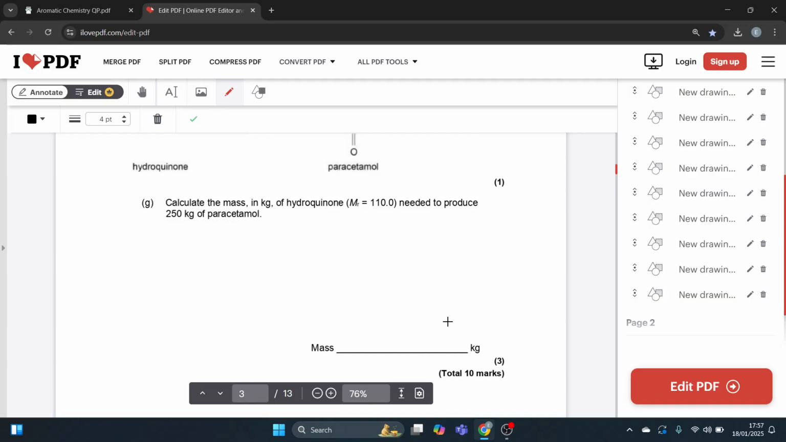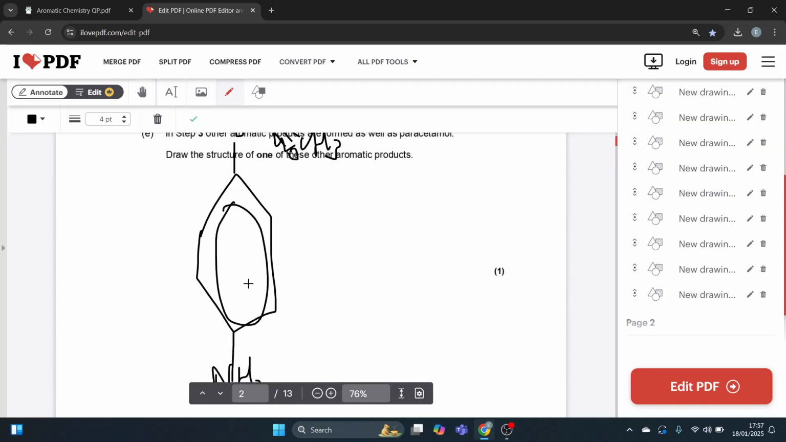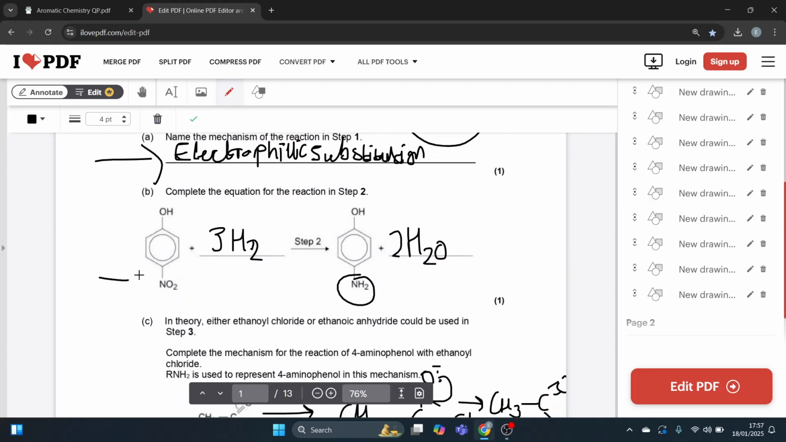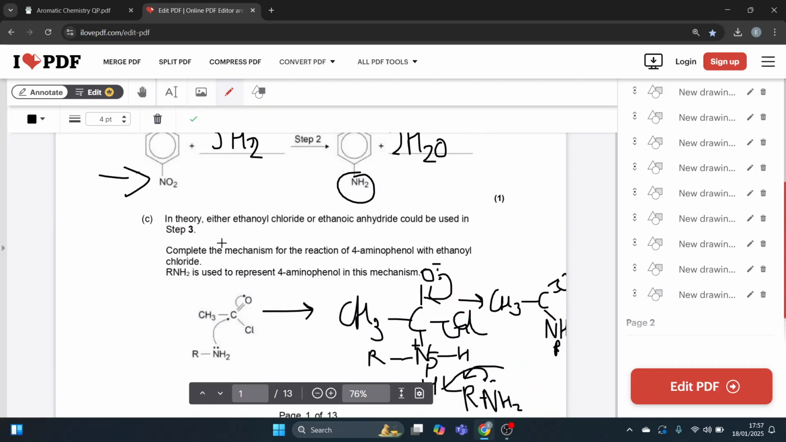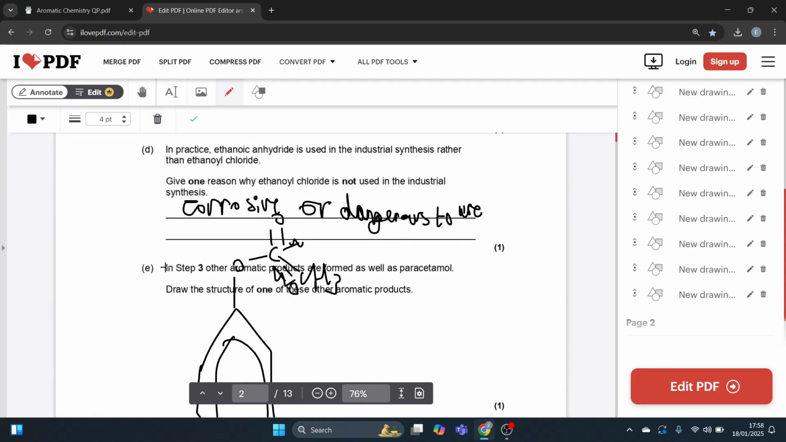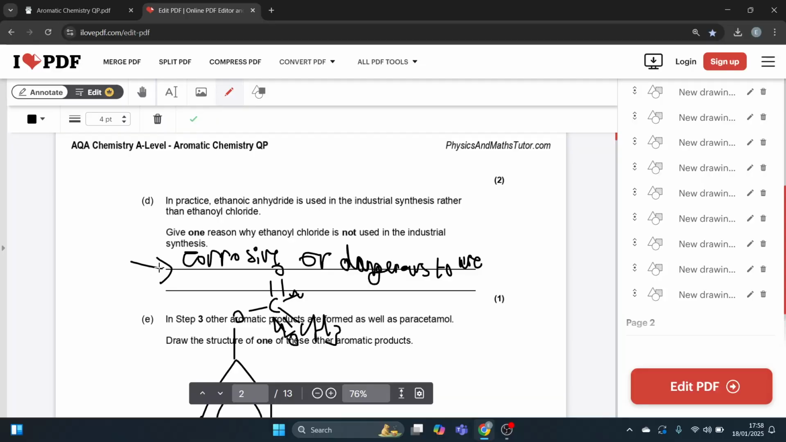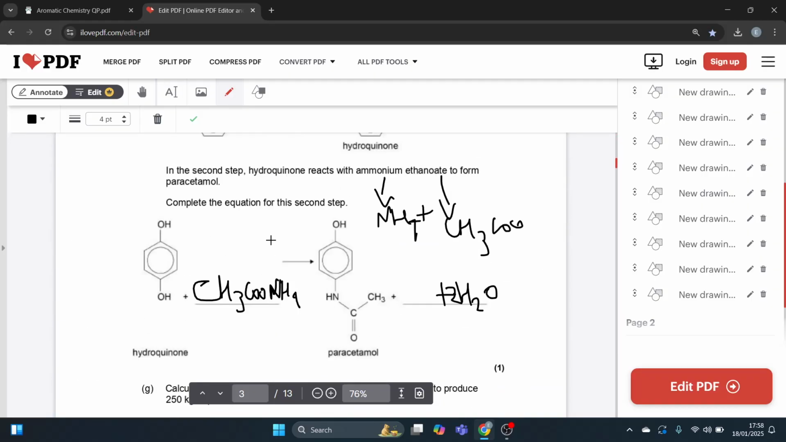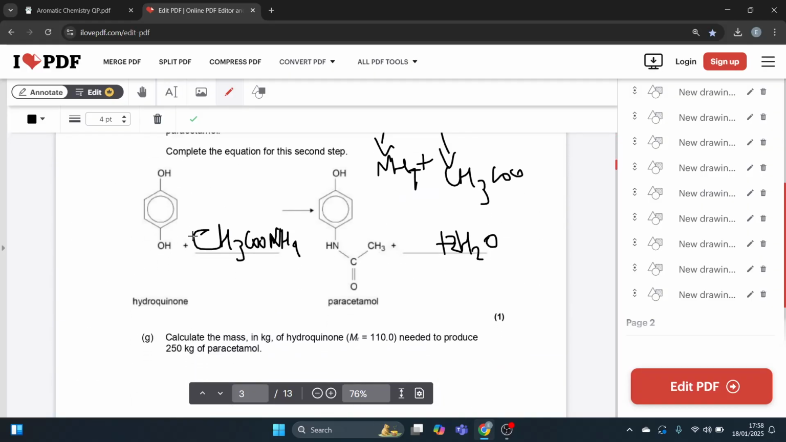Calculate the mass in kilograms. Okay, so now we're left with an actual question. What I mean by actual question is, part A, how well you know your mechanism. Part B, how well you know your equations. Part C, how well you know your mechanisms. Part D, a one-mark question, pretty much, on the advantage of ethanoic anhydride over ethanoyl chloride, or one reason ethanoyl chloride is not used. And then part E, again, how well you know your mechanisms. Part F, how well you know your equations. And part G, an actual mass question. So let's go through this.